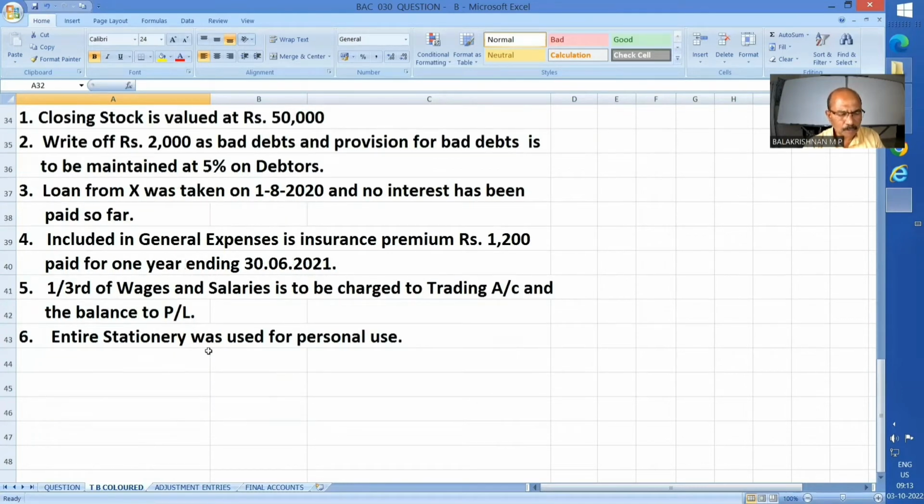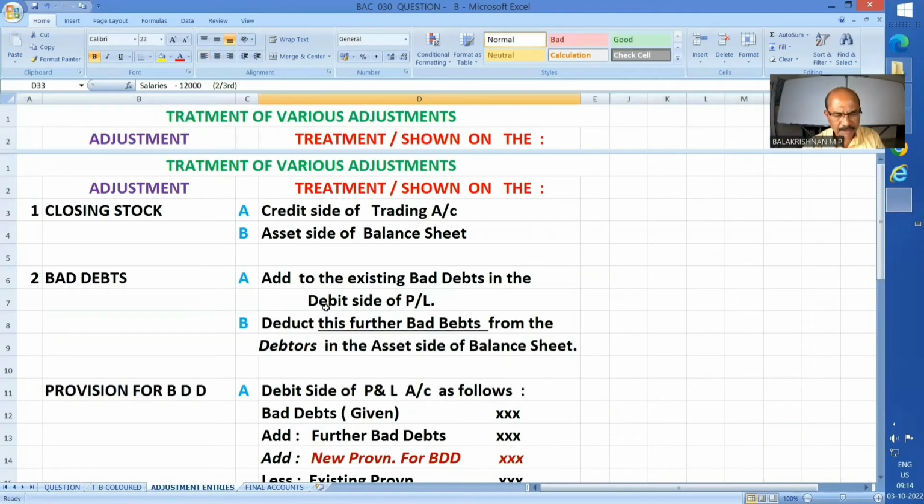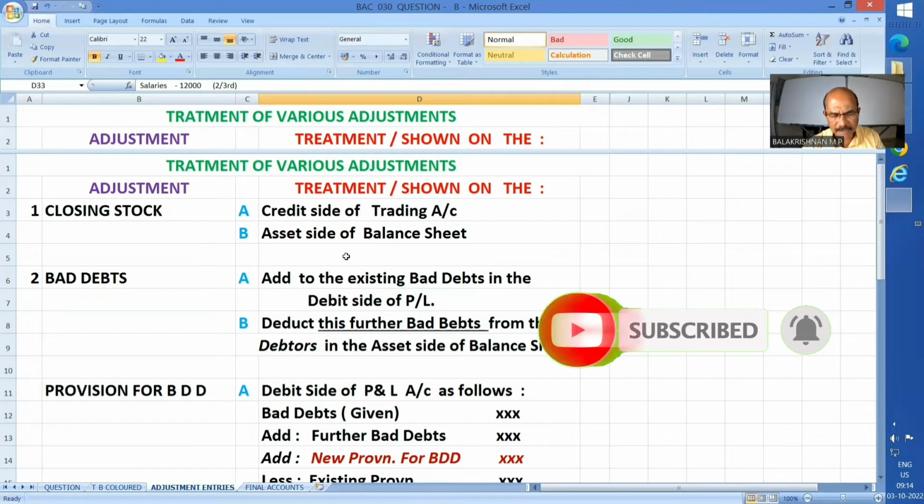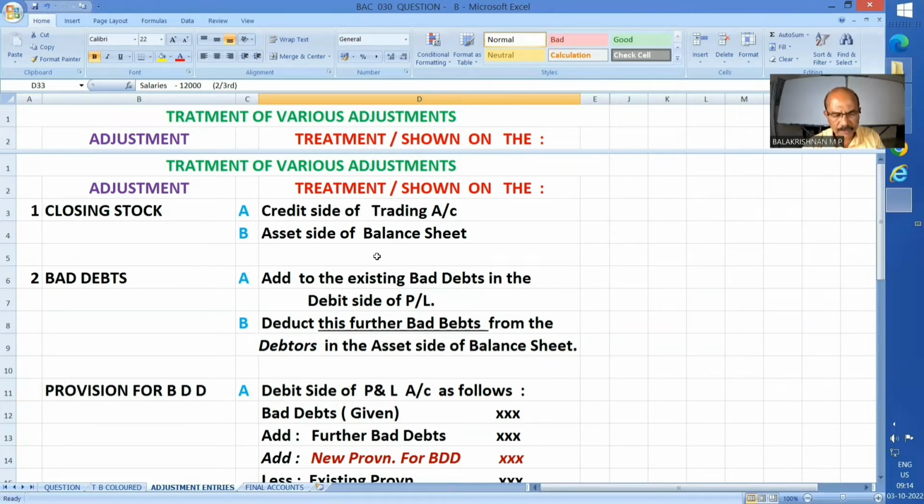Let me explain to you one by one the adjustments. Closing stock is valued at rupees 50,000. You are an expert by this time. One in the credit side of trading account and second one in the asset side of the balance sheet. Any adjustment is practically a journal entry, so it has to be shown in two sections or two sides, one debit and one credit, as already explained in my last sum.